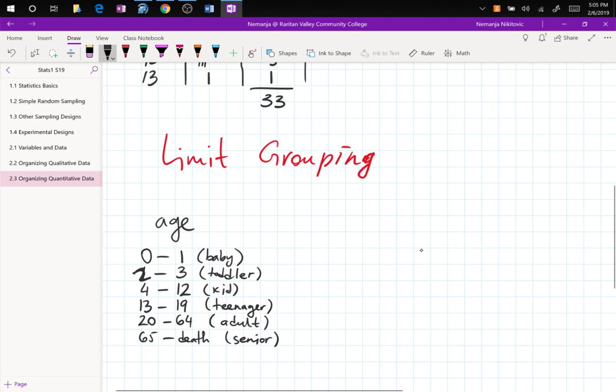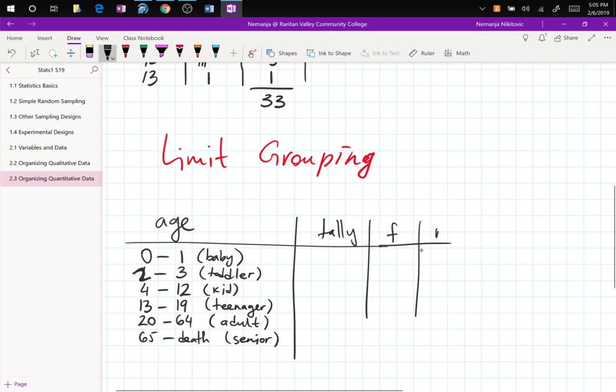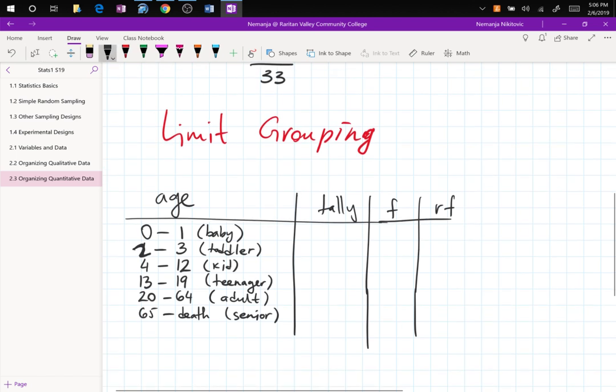So you survey members of a town or something. How many of each of these categories? So you still have your tally. You will have your frequency. You will have your relative frequency. And let's say this particular town, we polled 100 people. And out of those 100, there were, let's say, 16 teenagers. Well, then the relative frequency would be 16 over 100.